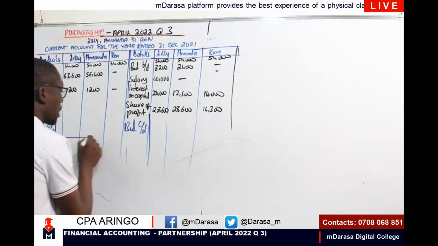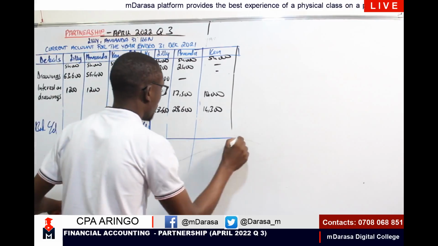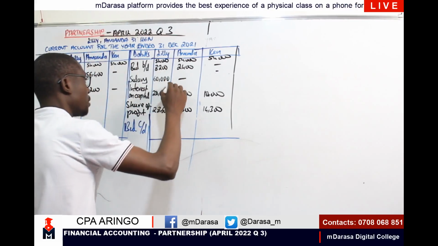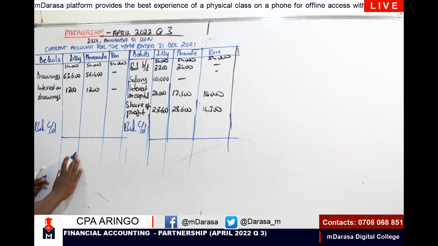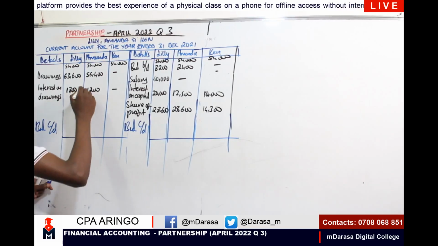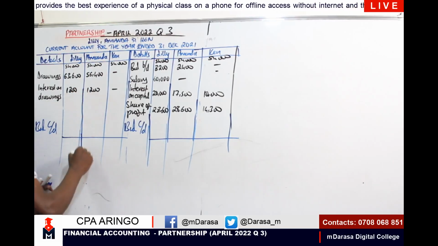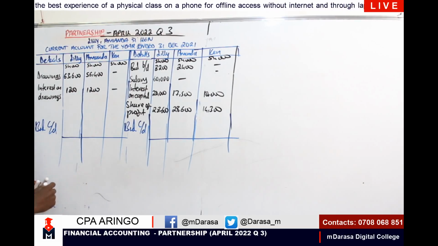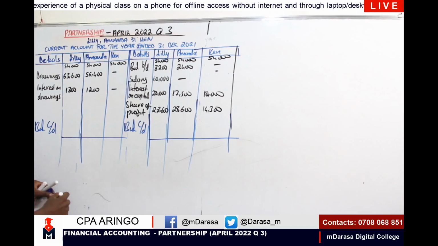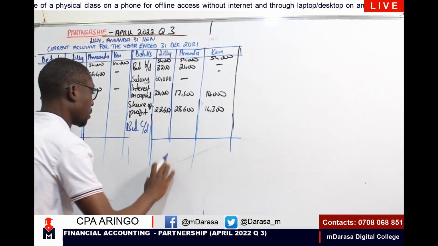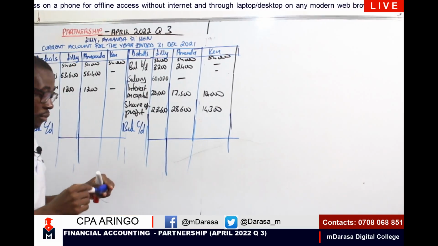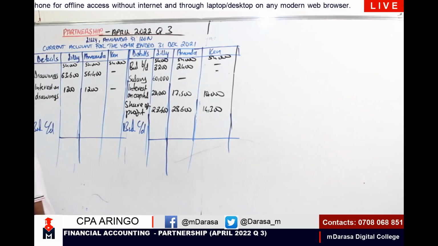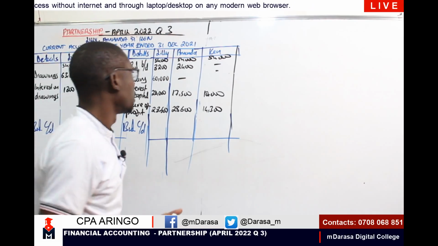We need to determine that. So check for Lily. For Lily, we should be having how much? I need to add all these items, so I pick my calc.